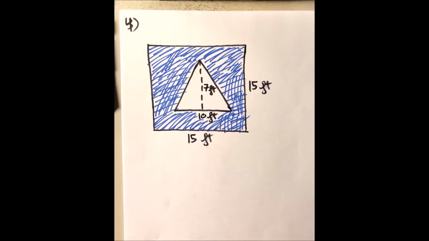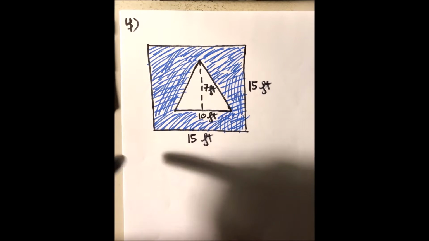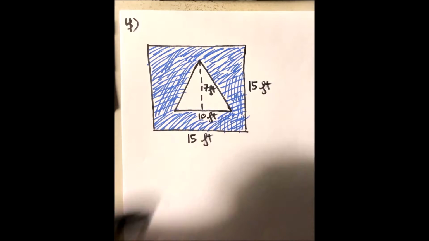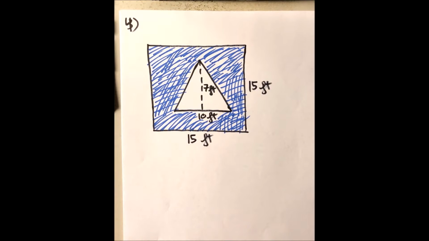Okay, here's another example finding the area of this irregular shape. So how do we find the area of the space shaded in the blue? Take the outer area, the area of a square, and subtract the inner area, which is the area of a triangle. So let's get started.